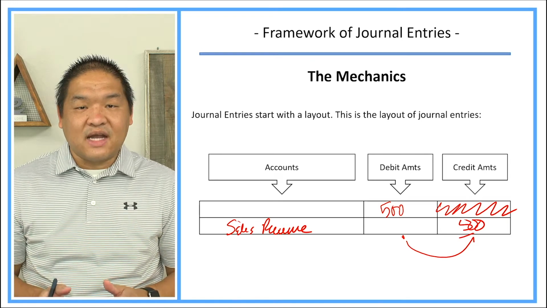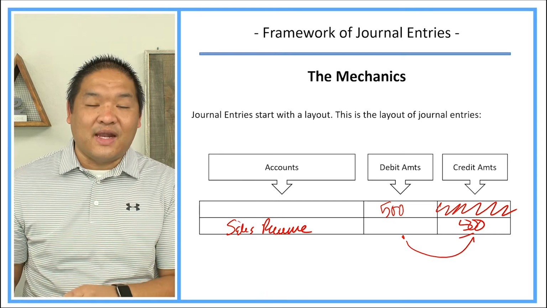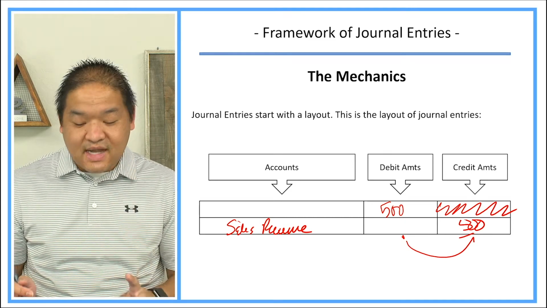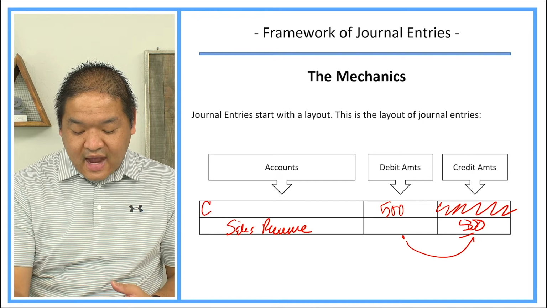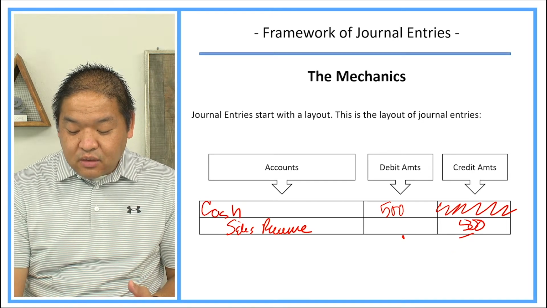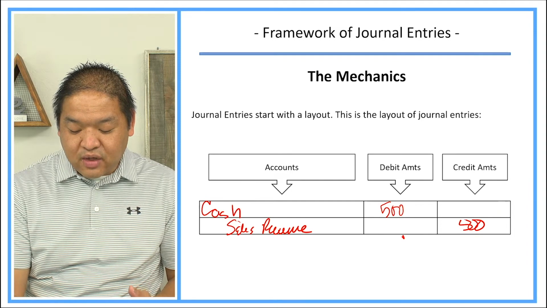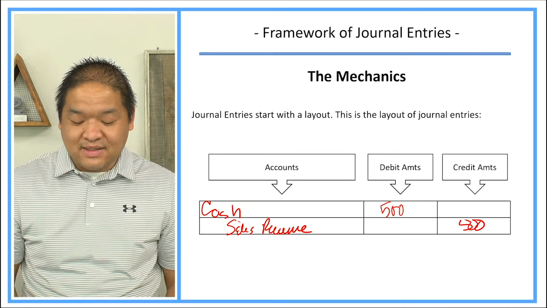So every transaction, every journal entry is going to have a debit and a credit. We'll talk more about that here in a second, but that's the framework or the layout of journal entries. So I said cash, so cash would be here. So this is generally what the layout is going to look like for a journal entry. Debit means left, credit means right. That's all that it means, okay?